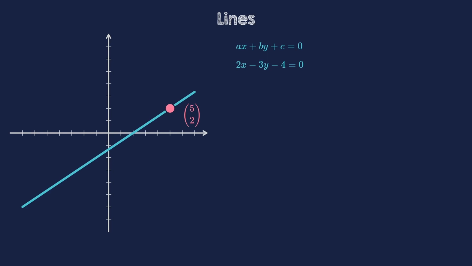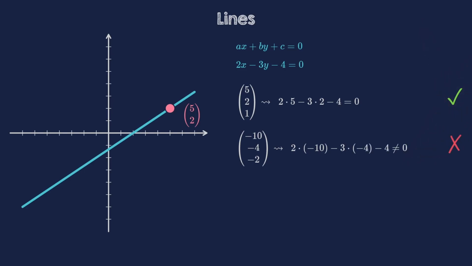If we now go over to homogeneous coordinates, we run into two problems. First, this point can be represented by the vector 5, 2, 1, and those coordinates still fulfill the equation. But the point is also represented by any multiple, for example minus 10, minus 4, minus 2, and these coordinates don't fulfill the linear equation anymore. Secondly, since the line goes off towards infinity in the direction 3, 2, the point at infinity there should fulfill the equation too. It is represented by 3, 2, 0, and those coordinates don't work in the equation either.